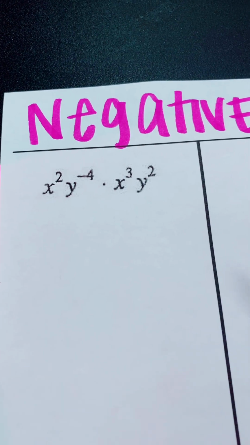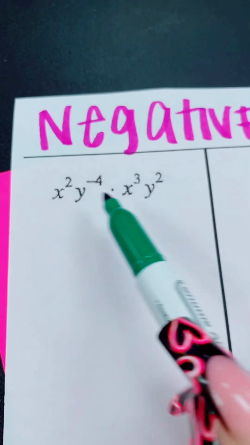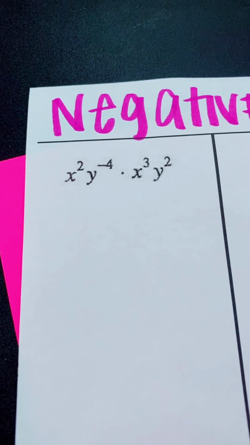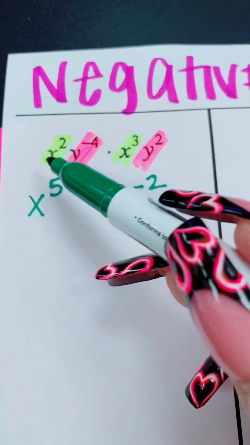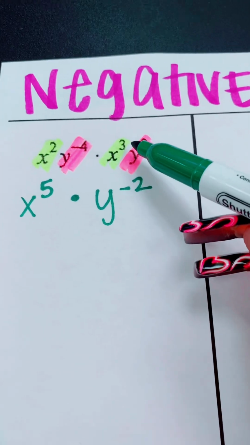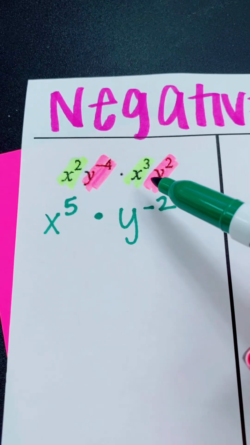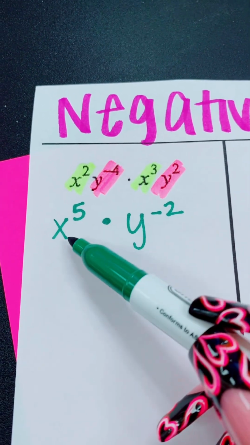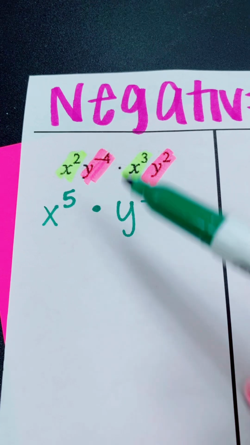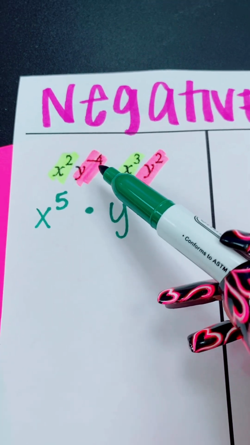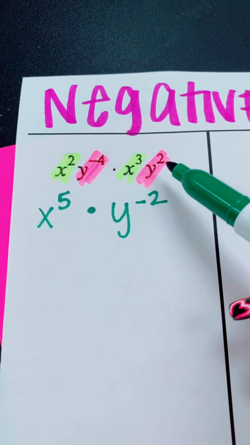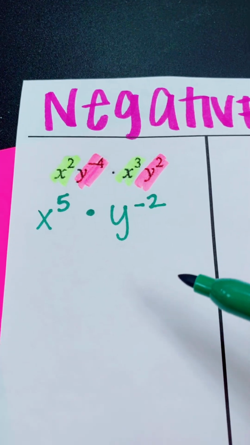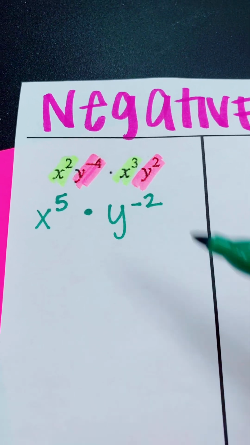with the bases that are the same so that I only have one of each type of variable to deal with. So that's what I'm going to do. So I have an x to the second power and an x to the third power. Since those bases are the same, I can add 2 plus 3 to get x to the fifth power. I have y to the negative 4 and y to the 2. Since those bases are the same, I can add those exponents to give me y to the negative 2.